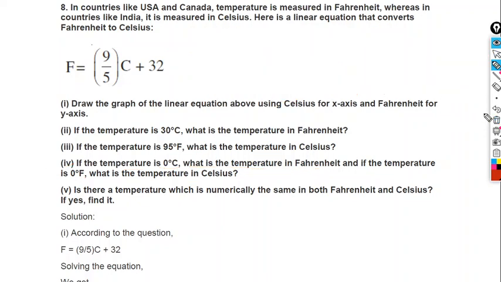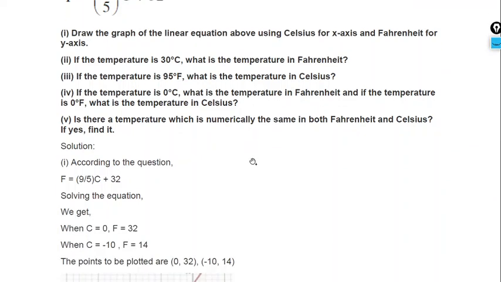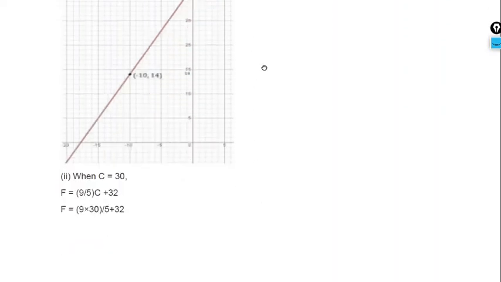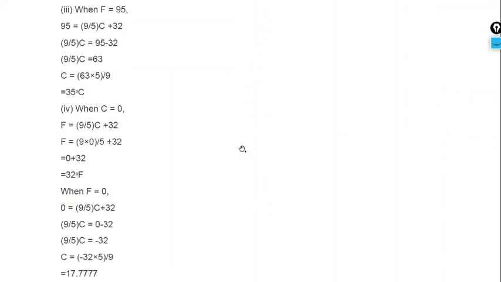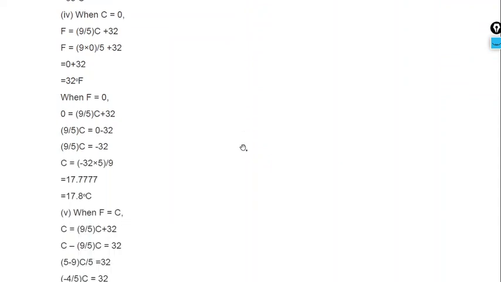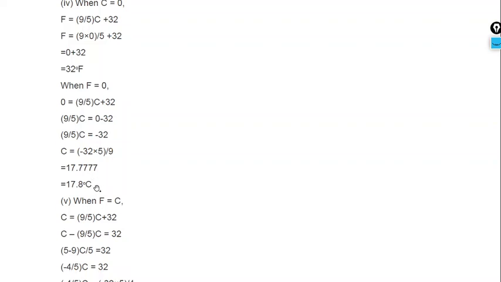Okay, I have found it. I will show you the answer. So here it is. If F equal to 0, then after calculation you will get minus 17.7777, that is minus 17.8 degree Celsius.